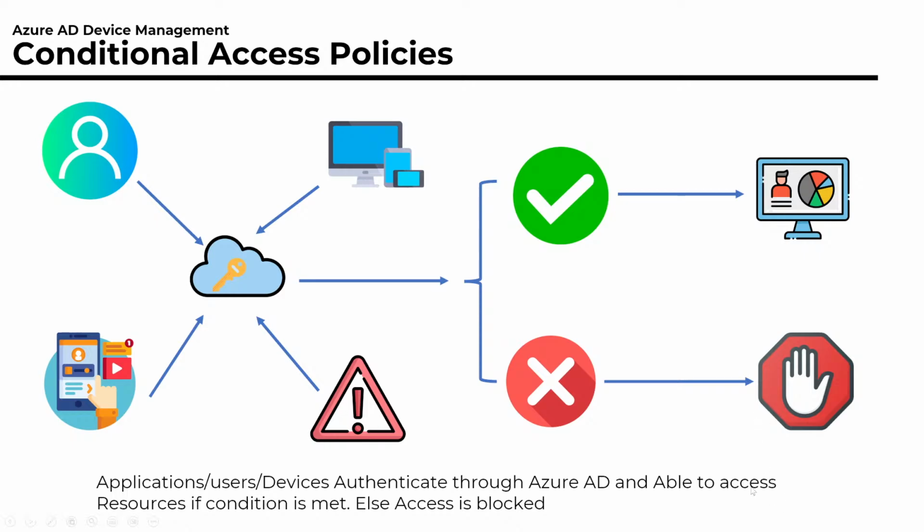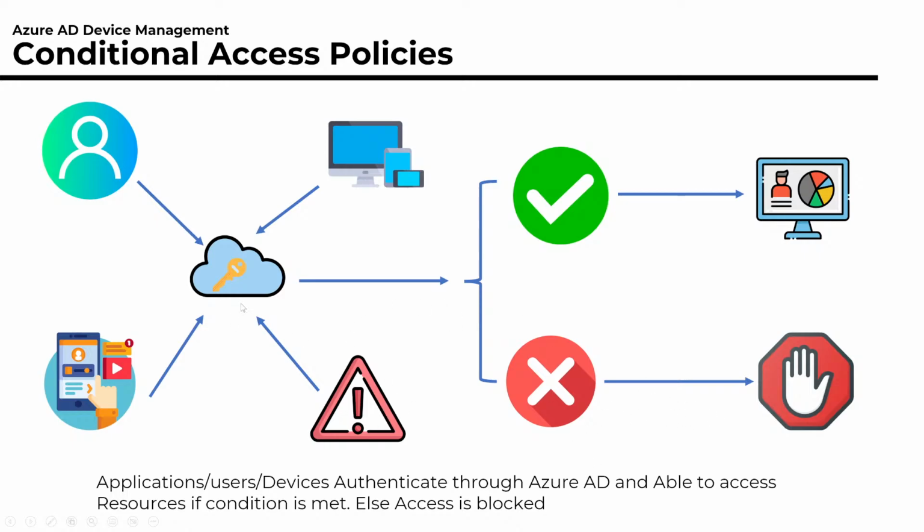So this is what the conditional access policy is. We will set the conditions for the access policies at the Active Directory level, and based on the conditions that we set, the user will be able to access the resources, or the access will be denied.